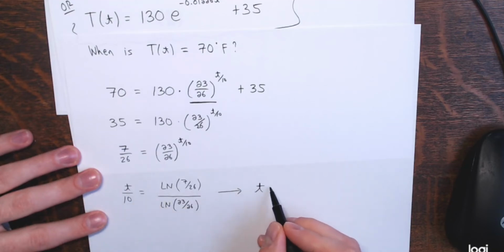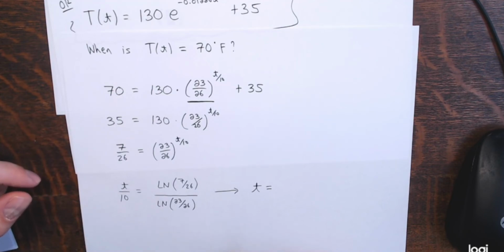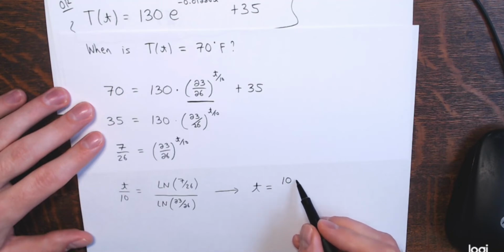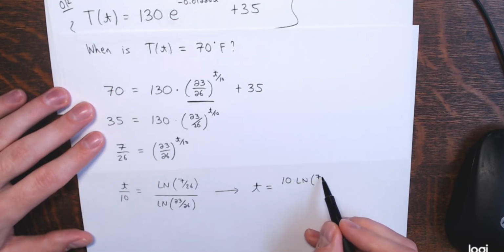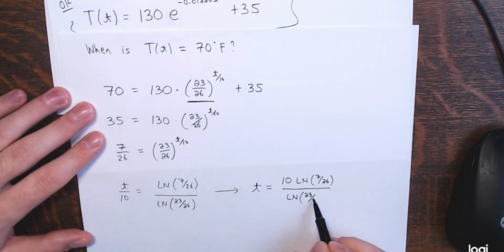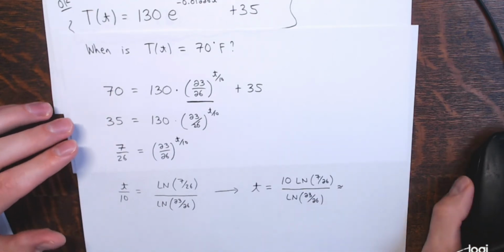And so here's how long we'd have to wait to be able to eat this cheesecake. It would be 10 times the natural log of 7 26ths in the numerator, and divided by the natural log of 23 26ths in the denominator. And I will enter this, and we can round to the nearest minute maybe.